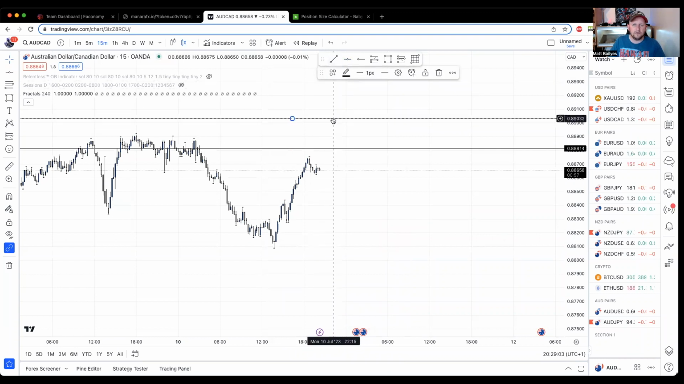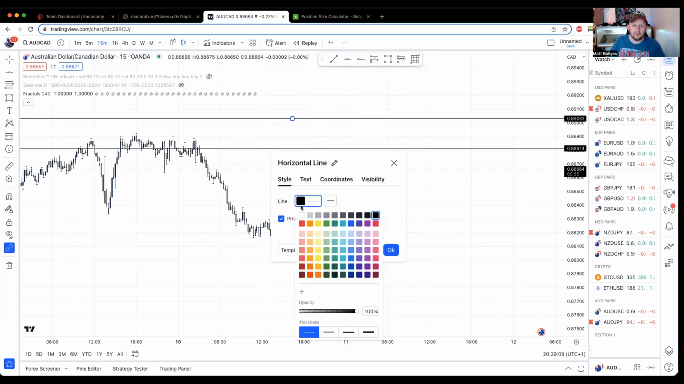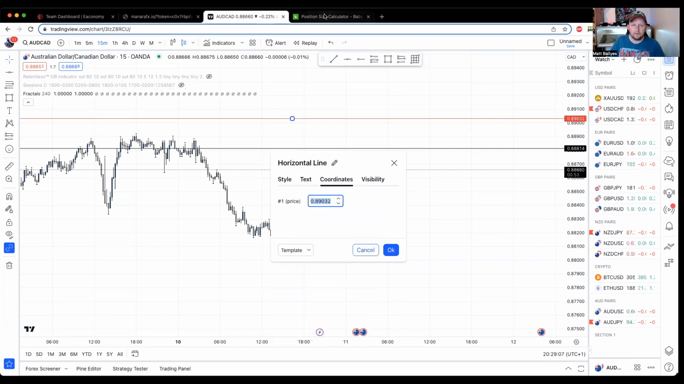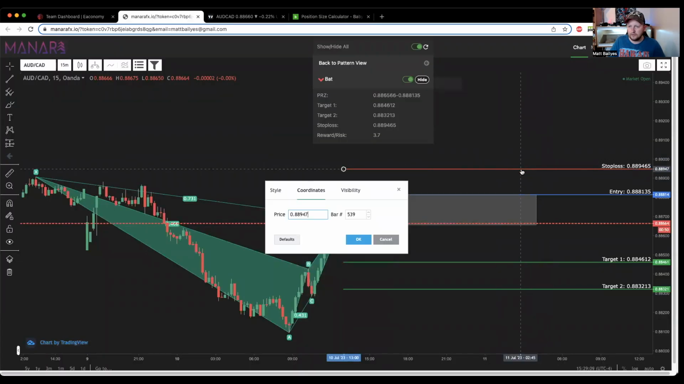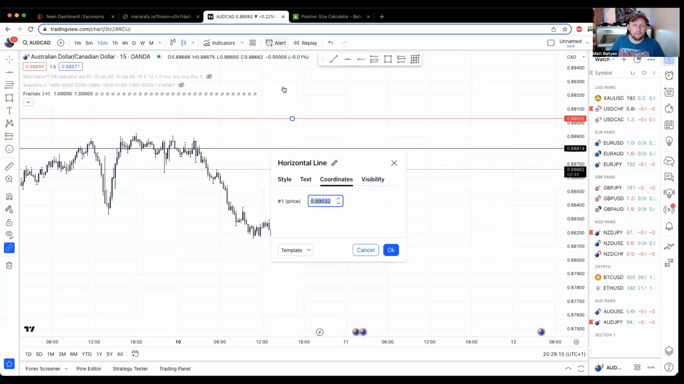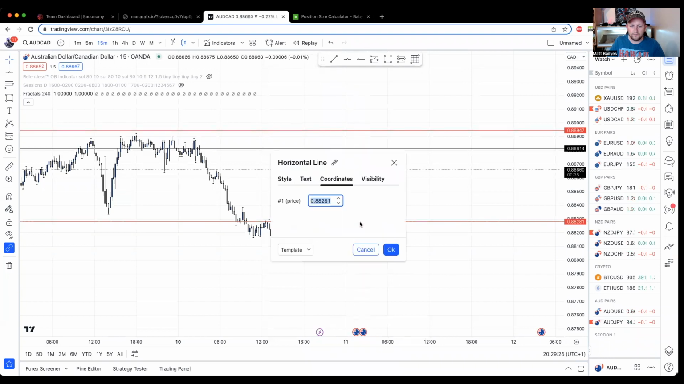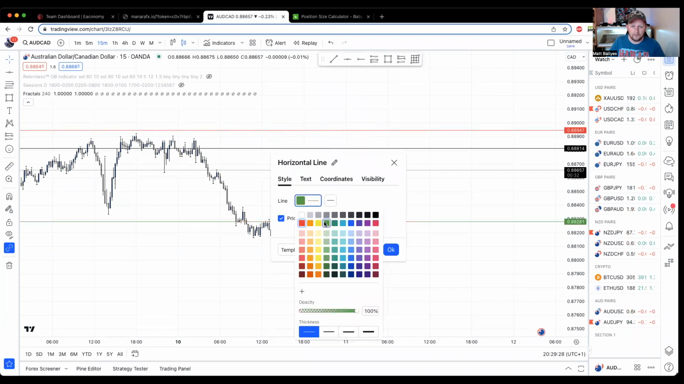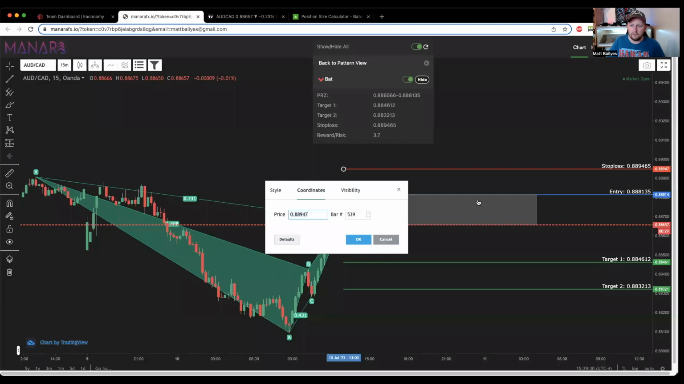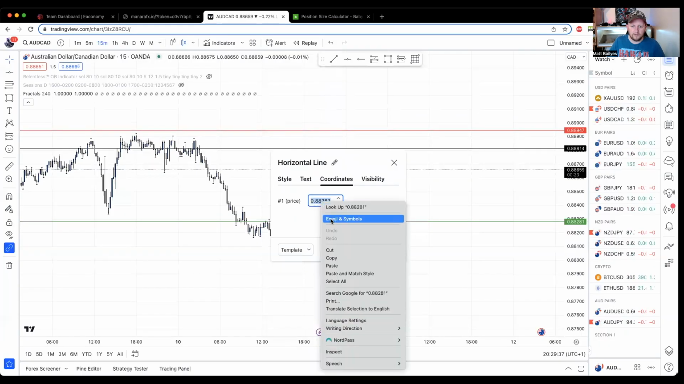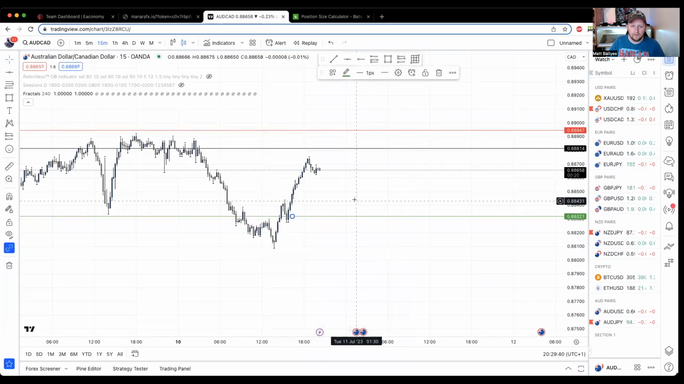So the next one we're going to do is our stop loss. Click on the red coordinates, go back into Manara, get your stop loss number, double click on the red line, and copy that over into TradingView. Okay, and then finally we're going to do our take profit. I like to use green for take profit. I get my coordinates, and I'm going to go for take profit 2 to make the most of a trade, and I'll paste that in there, and there we have it.